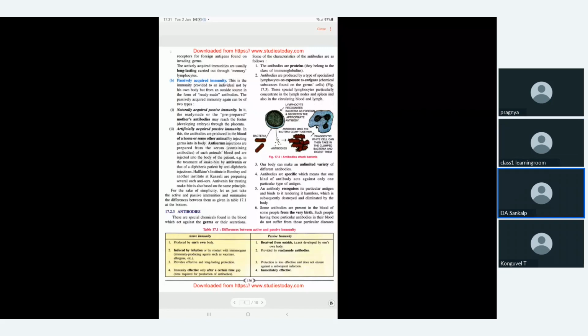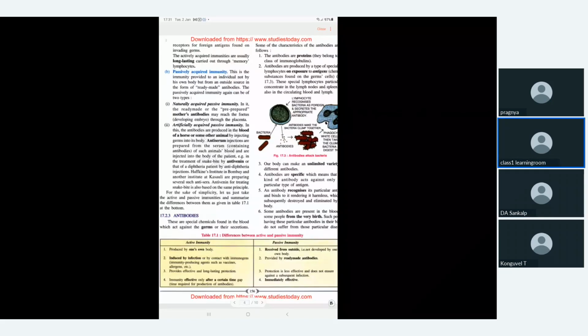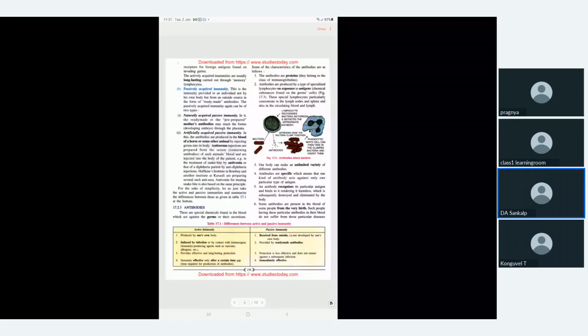Okay, sir. Immunogens, these molecules stimulate the body to develop immunity. Can you understand? Yes, sir. Antibodies are antagonistic to immunogens. They are the response shown by the cell.